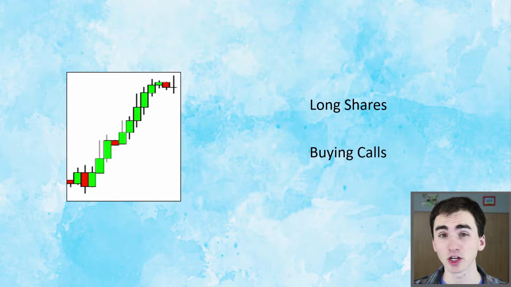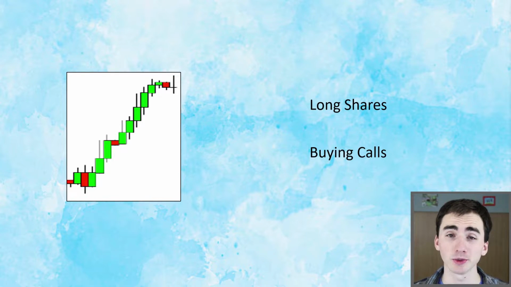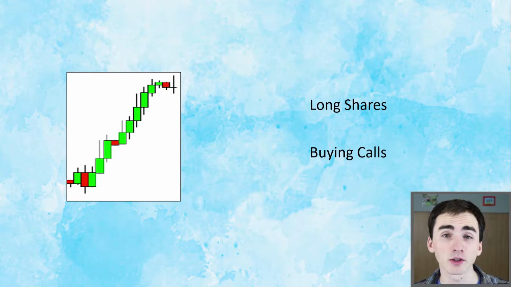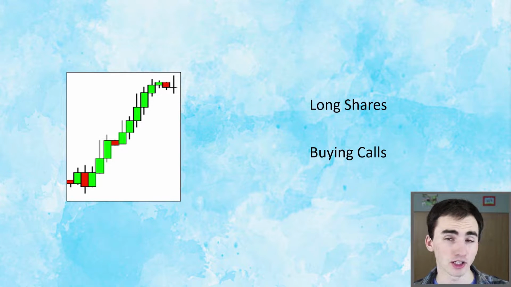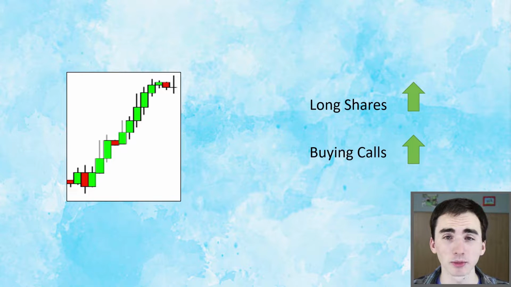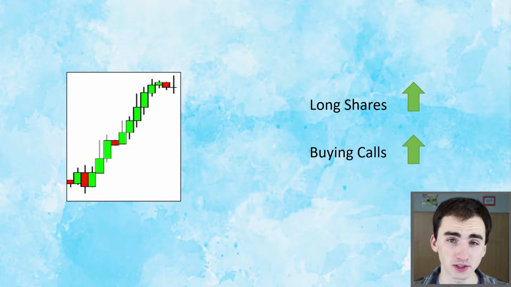Now, if you think a stock is going to go up, normally you would buy shares. Now with options and calls, you buy a call if you think the stock is going to go up. So think of buying a call like buying shares. If the stock goes up, both buying shares or buying a call make money. As the stock goes up, the value of your calls or the value of your shares that you bought go up as well.